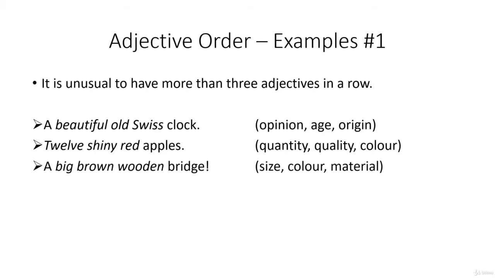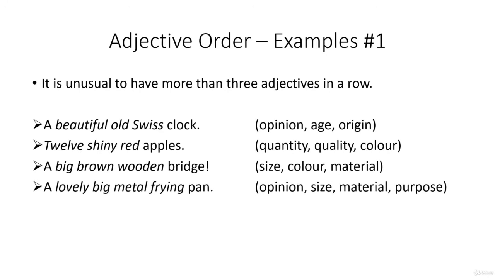Or a big brown wooden bridge. So it's size, color, and material. A lovely big metal frying pan. So actually we do have 4. So we have opinion, I think it's lovely. It is big. It's made of metal and it's used for frying, this pan. So we get a lovely big metal frying pan.